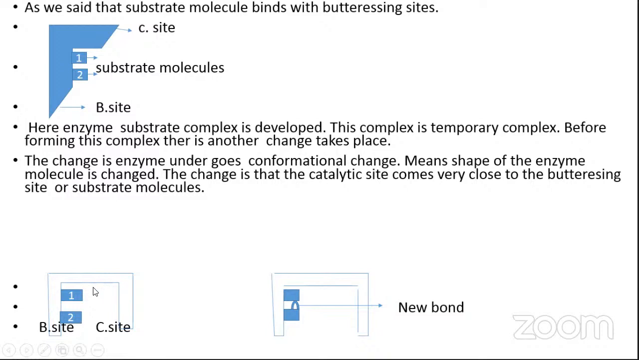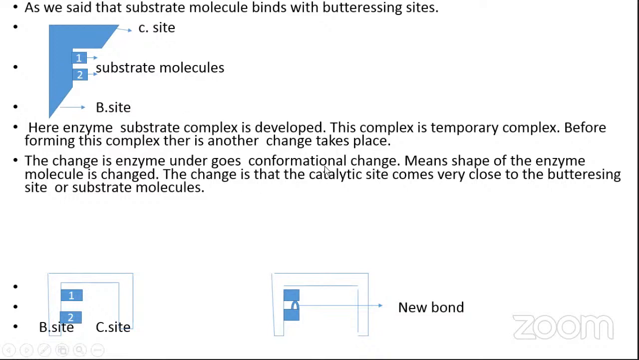So after coming closer to the substrate molecules, this catalytic site influences new bond formation between the substrate molecules. As a result of this conformational change, a new bond is created between the substrate molecules. So after this bond formation, they give the temporary enzyme substrate complex.